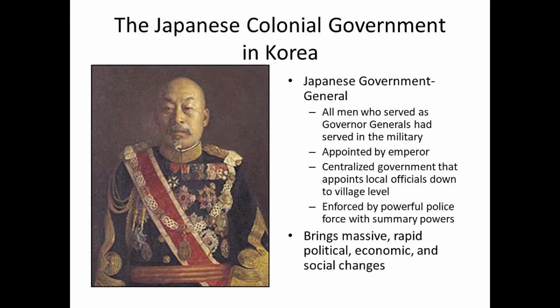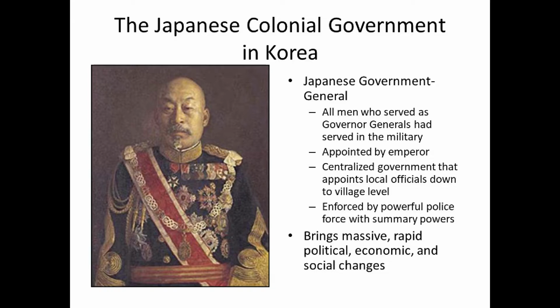They ran a government, the government general, that was very centralized, and that therefore appointed local officials down to the village level. So it's not a federal system like we might be used to in the United States, where you have a federal government, a state government, a local government. Everything, provincial, state, local, is all based around the central government. And the centralized government is going to be able to expand down all the way into the villages to collect taxes, to assign labor duties, and that sort of thing.